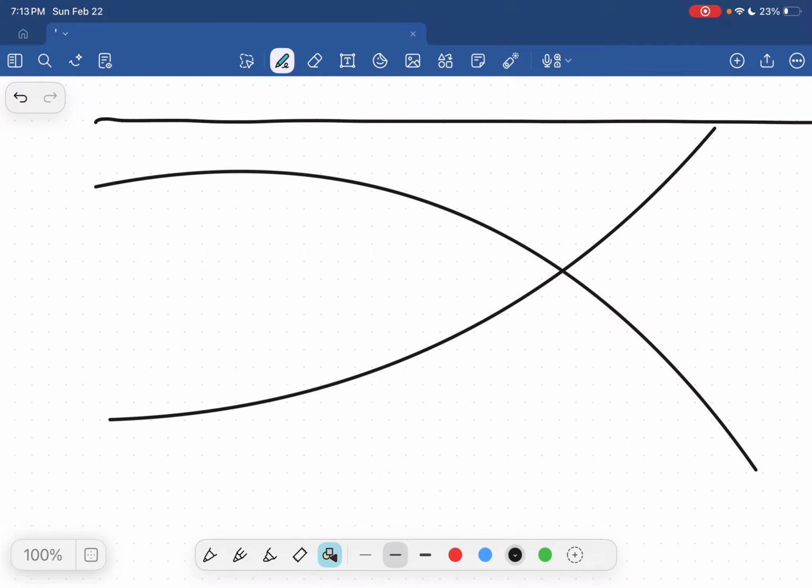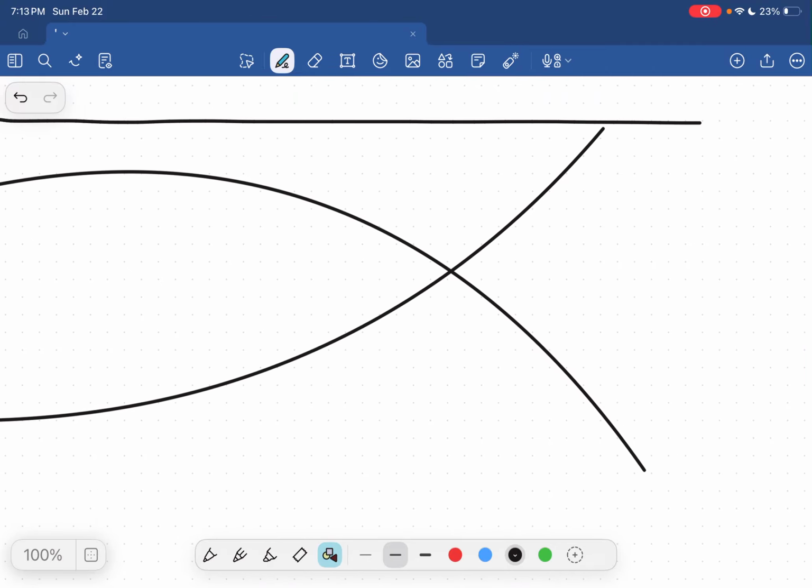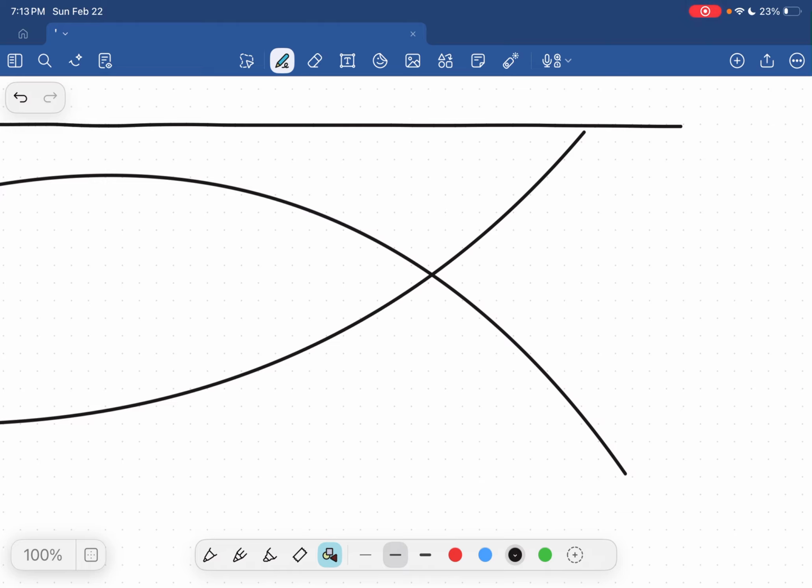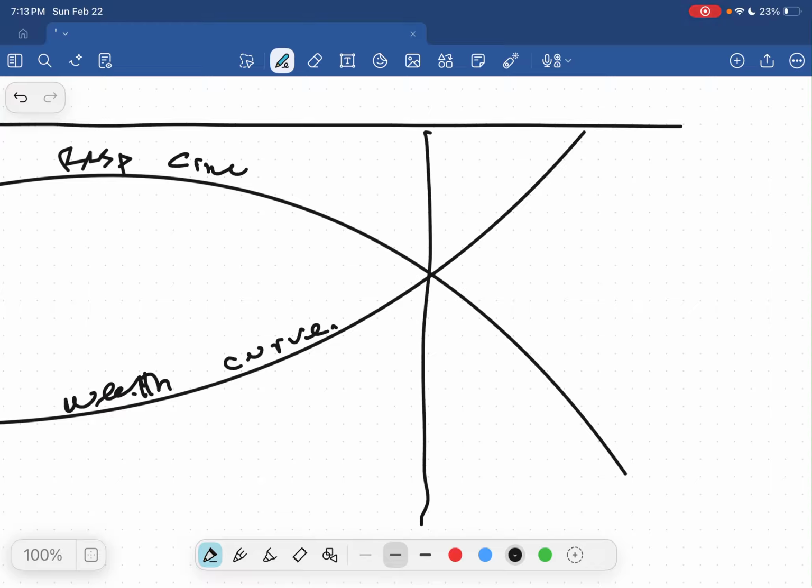Okay. Our X curve is a little bit tilted to the right, but you get the concept. I always talk about the X curve. On the left side, this is called the responsibility line. And this is called the wealth curve. And this is the intersection.